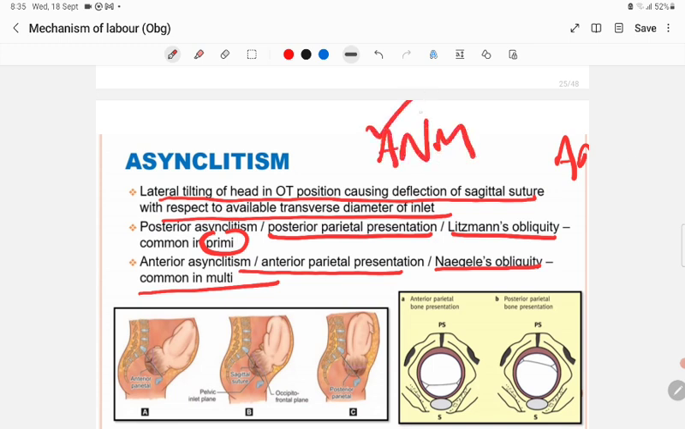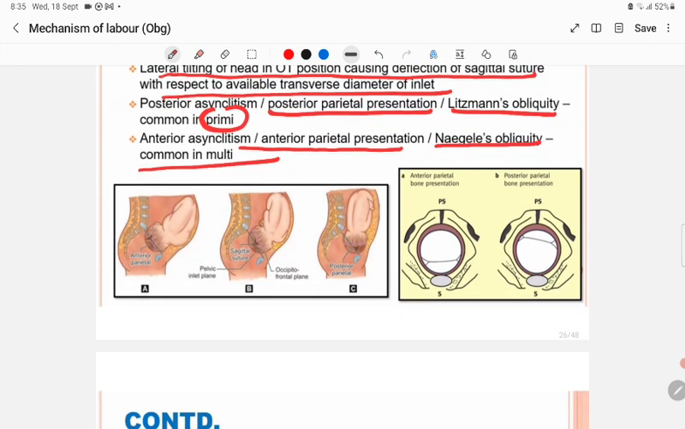Anterior asynclitism, anterior obliquity, anterior parietal presentation, Naegele's obliquity, and multigravida. Here you can see the anterior parietal bone is exposed, so the sagittal suture is more toward the sacral promontory. Anterior parietal bone is exposed, so this is anterior parietal presentation, anterior asynclitism.